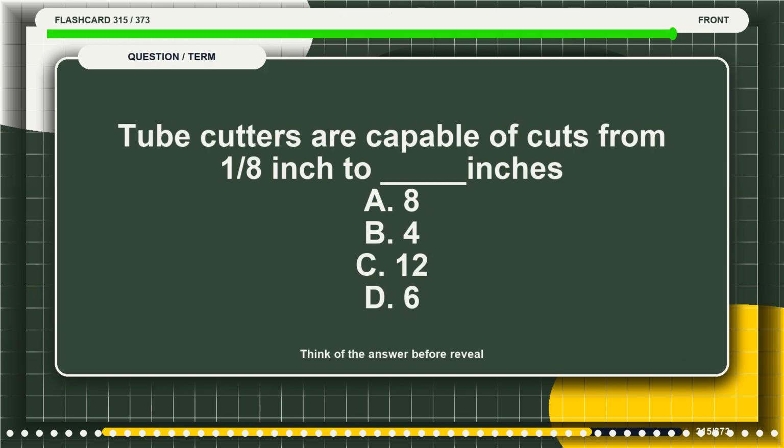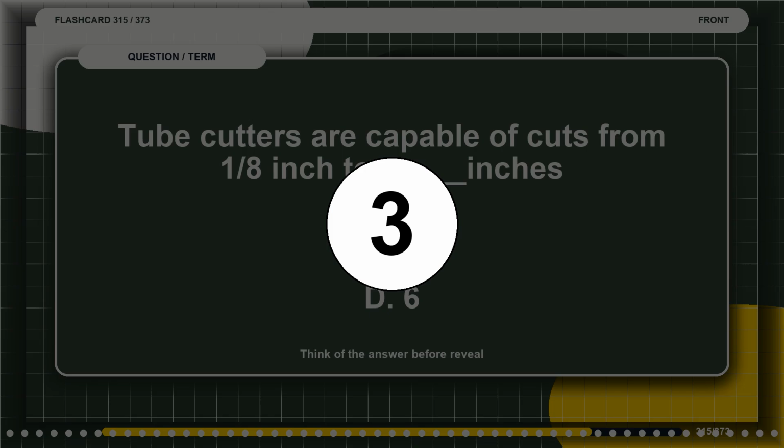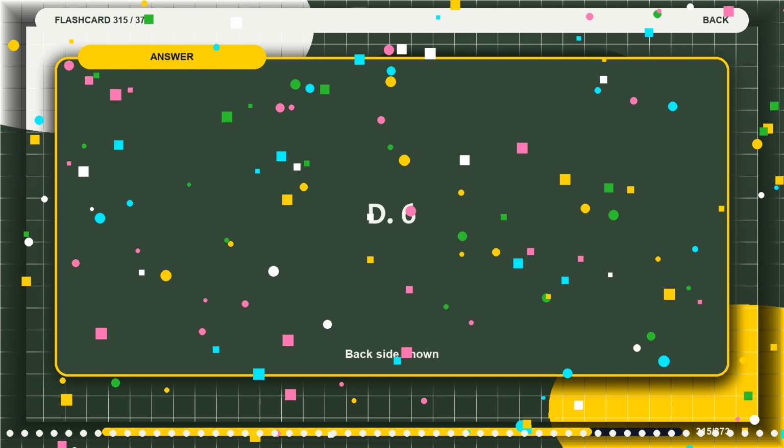Flashcard 315. Tube cutters are capable of cuts from 1/8 inch to blank inches. A. 8, B. 4, C. 12, D. 6. Think of the answer before the reveal. The answer is D. 6.